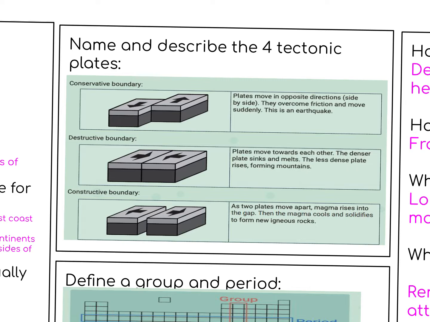Destructive then, they go together. The less dense plate goes above, so the more dense plate goes underneath and gets into the magma. This is where mountains happen. And then constructive move apart, so it's where new land forms because the magma rises in the middle.